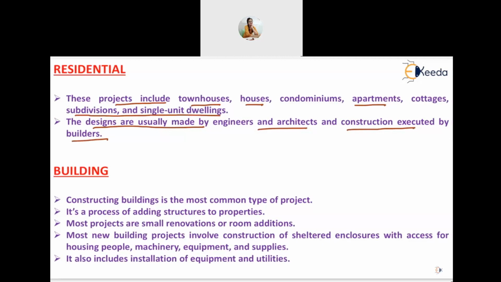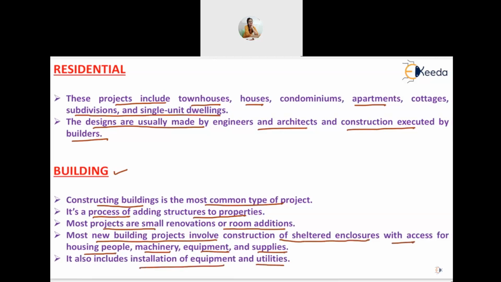Now the next type of project is the building project. Constructing a building is the most common type of project. It is a process of adding structures to properties. Most projects are small renovations or room additions. Most new building projects involve construction of sheltered enclosures with access for housing people, machinery, equipment, and supplies. It also includes installation of equipment and utilities. That is known as a building project.